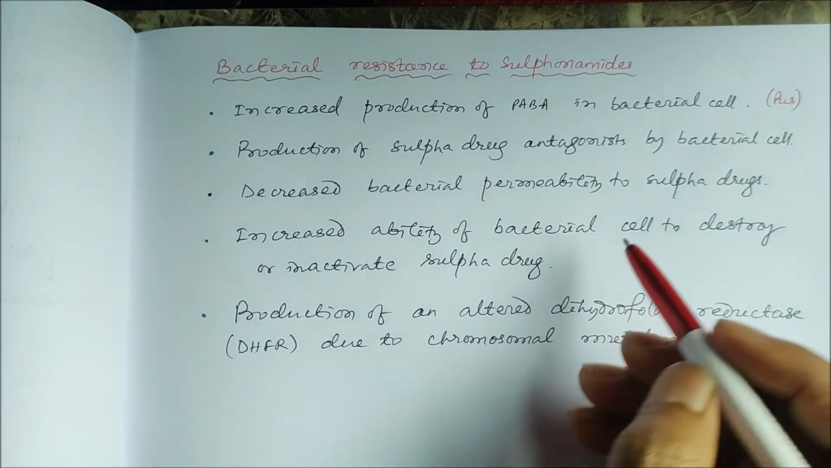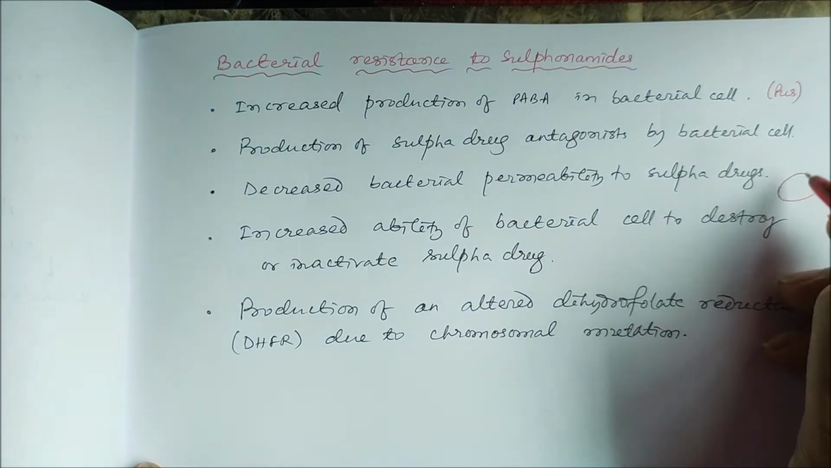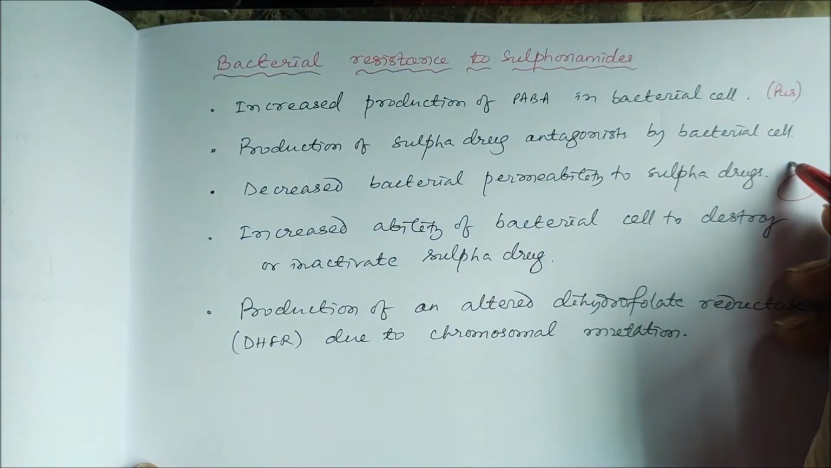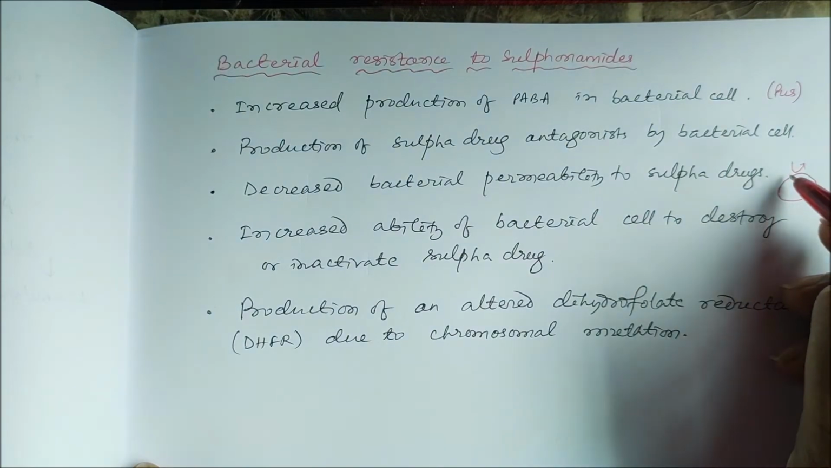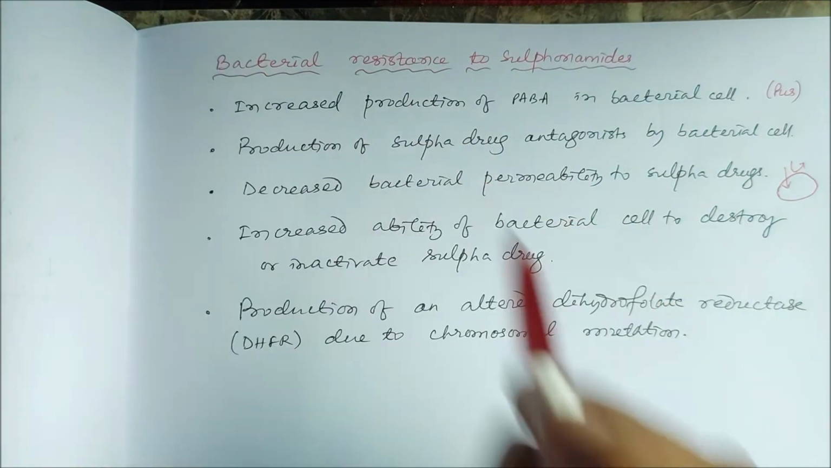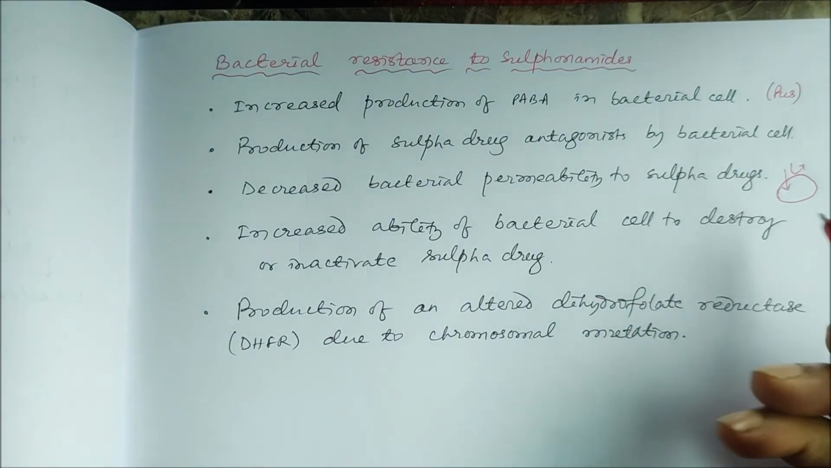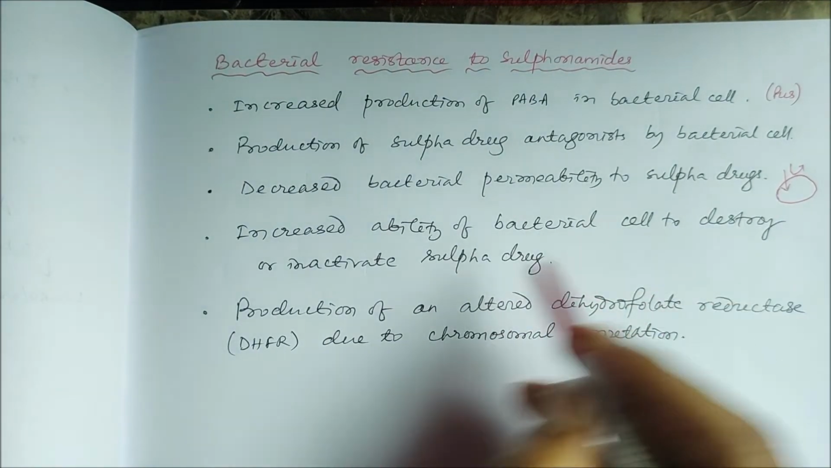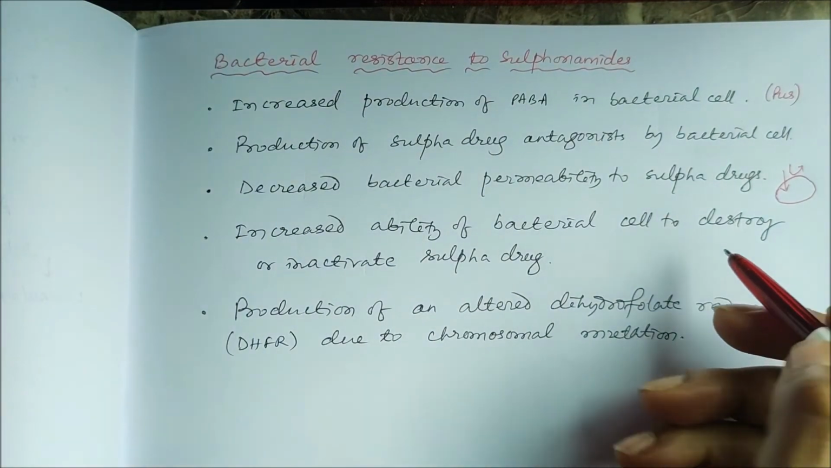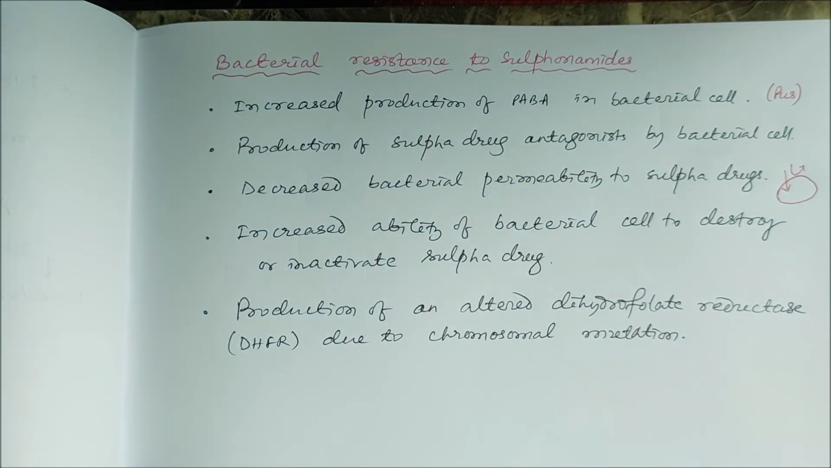And there may be decreased bacterial permeability to sulfonamides. Suppose this is the bacteria; it may develop a mechanism where the drug cannot enter into the bacterial cell. So decrease in bacterial permeability is another cause of bacterial resistance. Then the bacteria may develop a mechanism to destroy or inactivate the sulfonamide. If the bacteria develops increased ability to destroy or inactivate sulfonamides, that will also be a cause of resistance.